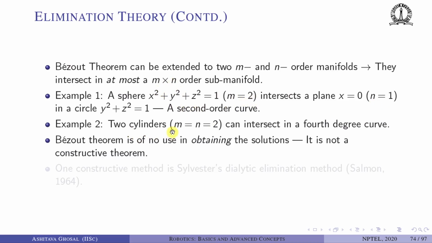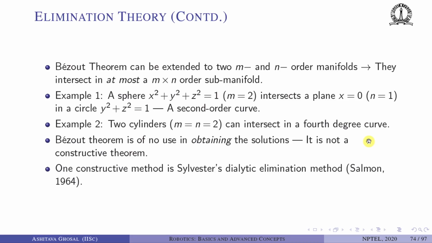You can also have two cylinders, where m and n are both 2, and we know from CAD, or from our basic geometry, that they intersect in a 4th degree curve. Two cylinders intersect at a 4th degree curve. Bezout's theorem is of no use in obtaining the solution. It is not a constructive theorem. All it is telling you is that there are m times n possible x comma y points or submanifolds, but it doesn't tell you what these x comma y points are.